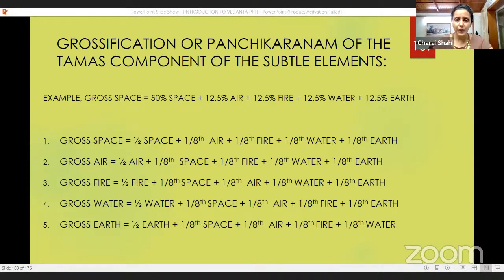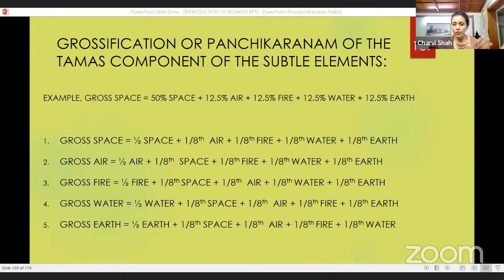So gross space has got half space and 1/8 of the rest of the elements. Similarly, gross air has got half air and 1/8 of the other elements. Gross water has got half water and 1/8 of the other elements. Gross earth has got half earth and 1/8, 1/8, 1/8 of the other 4 elements. So this process of making salad is called Panchikaranam, grossification.